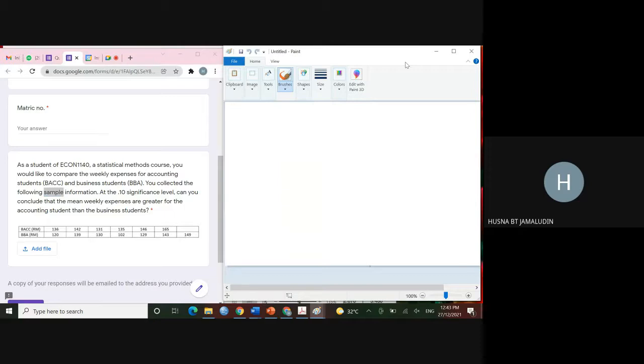Let's go through the steps. H0, H1. What is your H1? Can you conclude that the mean weekly expenses are greater for accounting students than business students? So the mu for BACC is greater than the mu for BBA. Once you know how to formulate your H1, you can write H0, which is smaller or equal. Number 2, your alpha is 0.10. It may look like 0.01, but it is 0.10.